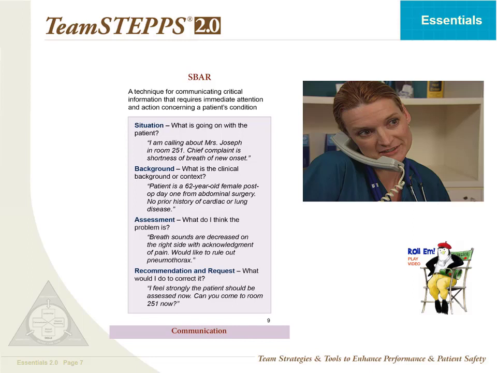Within and across components of a multi-team system, communication is critical to the effectiveness of a team and to ensuring patient safety. TeamSTEPPS provides several communication strategies that can be used to ensure effective communication.